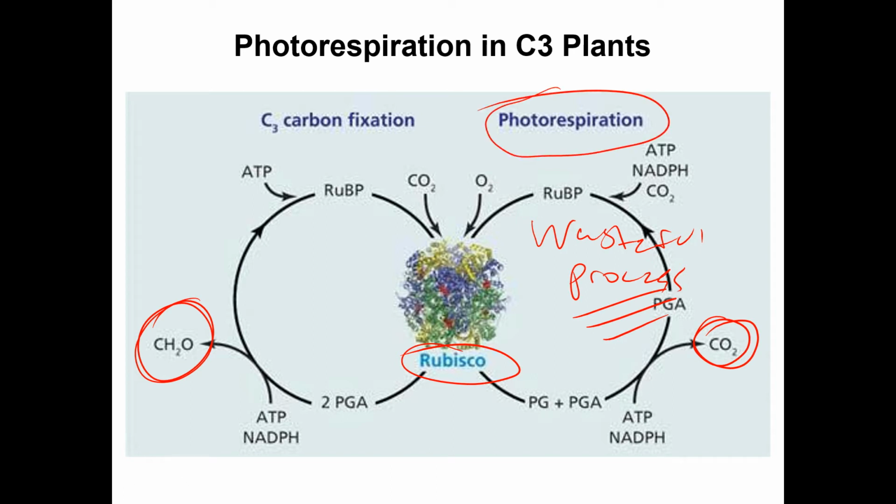So this is the Calvin cycle when everything is normal. You take your CO2, you combine it with your RuBP, rubisco converts it to PGA, you get your G3P, and you make your sugars. Here you're not making any sugars in photorespiration.